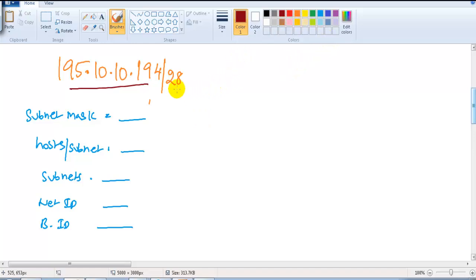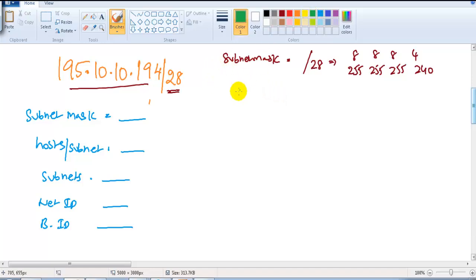Now for all your answers, the clue is the slash value. So let us start with the subnet mask. To find the subnet mask, we need to take /28. So we can write it as 8 plus 8 plus 8 plus 4. So the subnet mask will be 255.255.255, and the 4 bits, if we add, give 240. Okay, so the subnet mask is this.